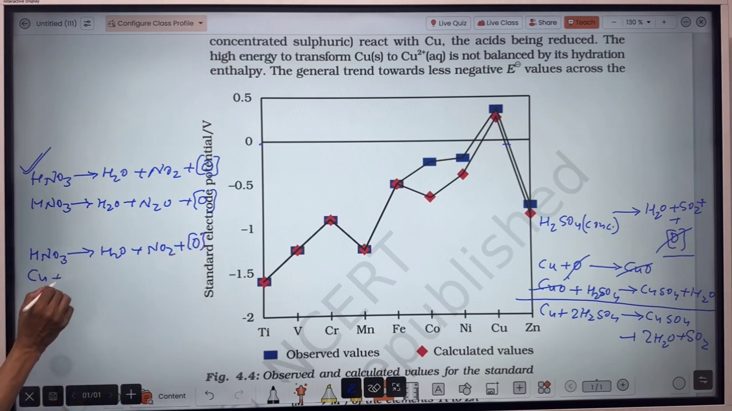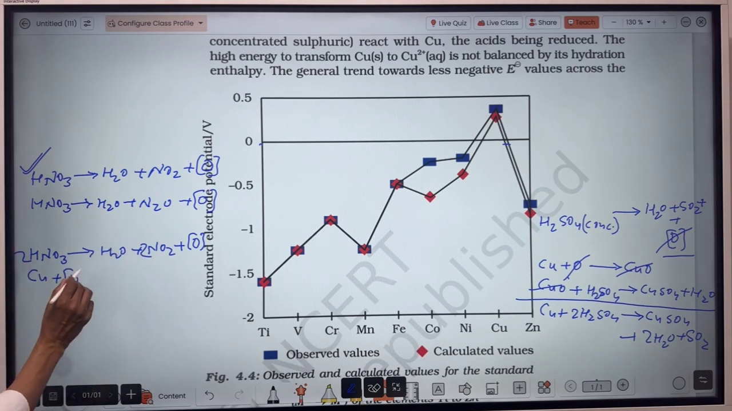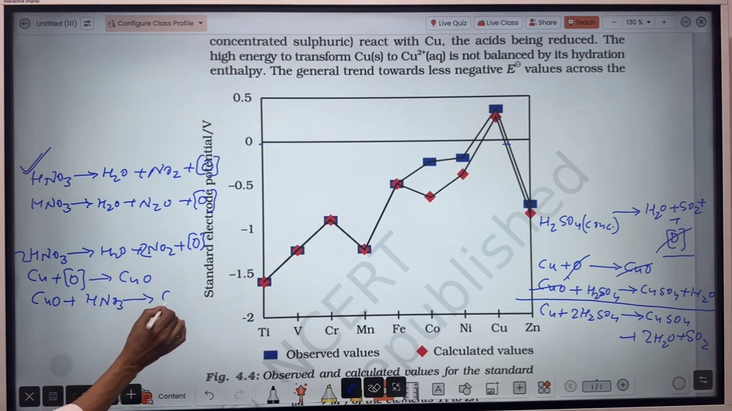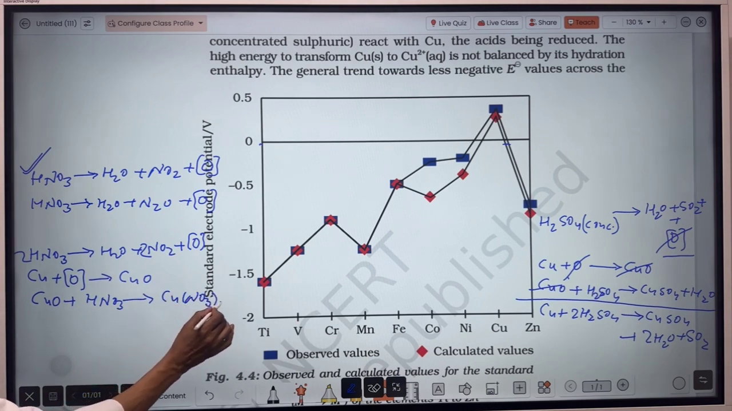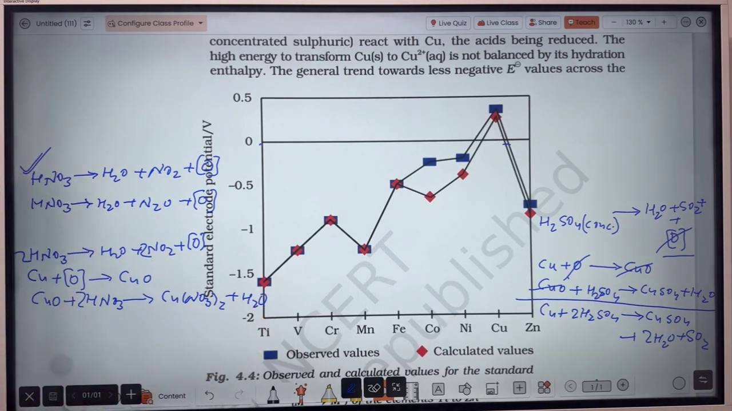Now, copper will react with this nascent oxygen. Firstly, balance that: 2, 3, 4, 3 here. So, 2 balanced here. Now, this one is balanced. So, copper will react with this nascent oxygen to form CuO. This CuO will react with HNO3, forming Cu(NO3)2 plus H2O. So, firstly balance this equation. Here this one is balanced. This equation is balanced. So, the overall reaction.